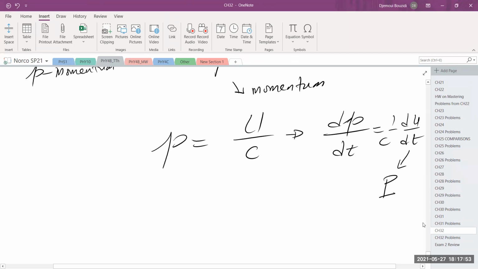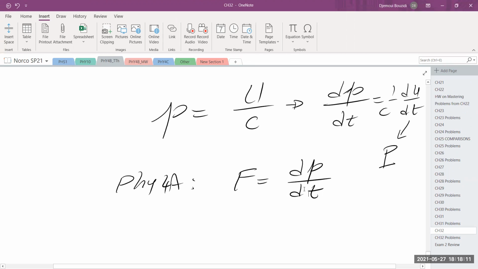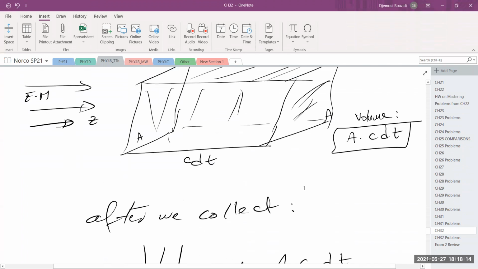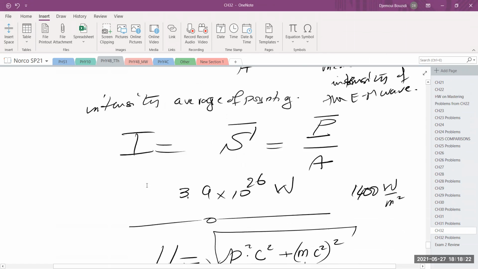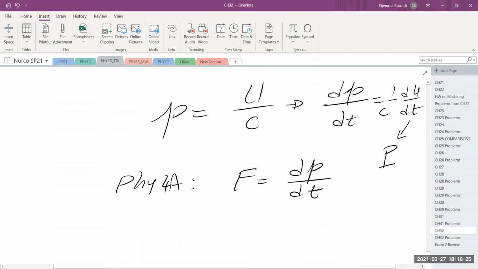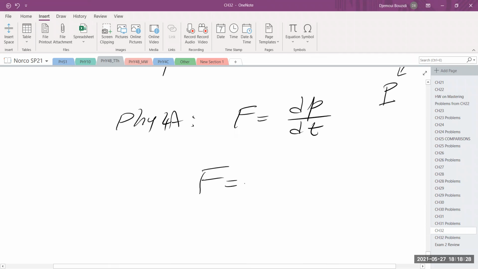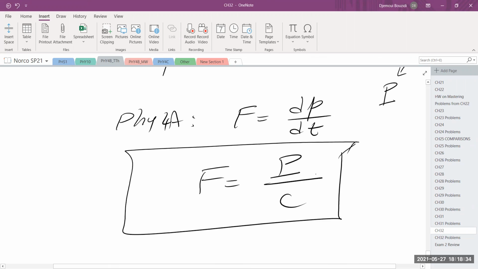This is the force, because from physics 4A, the force is equal to dp over dt. I don't have mass, so I cannot say F equals ma, but I can say it's always the force, the rate at which momentum is changing with time. In other words, if I have a real, physical surface, it's going to receive radiation, and that will amount to a force. And this is the force that we're talking about. So the force is going to be the power divided by C. So that is another relationship that we need for a lot of our problems.